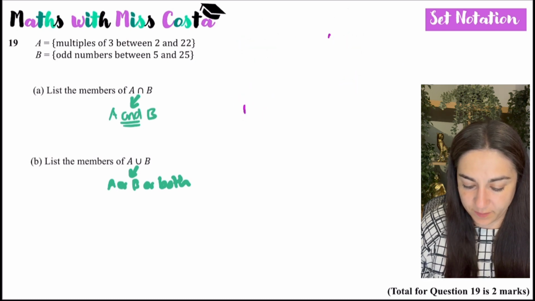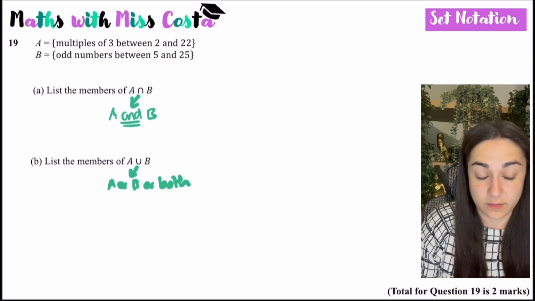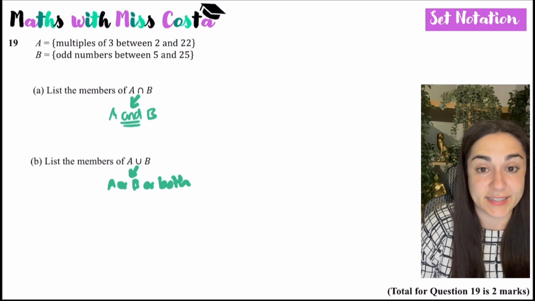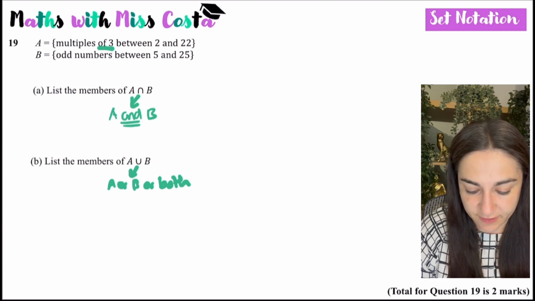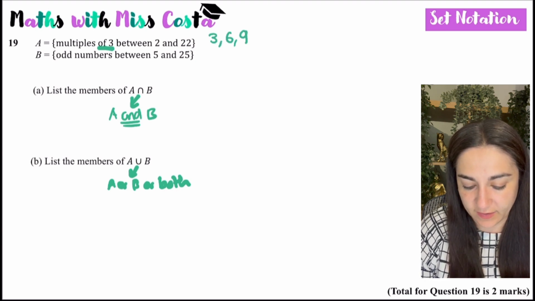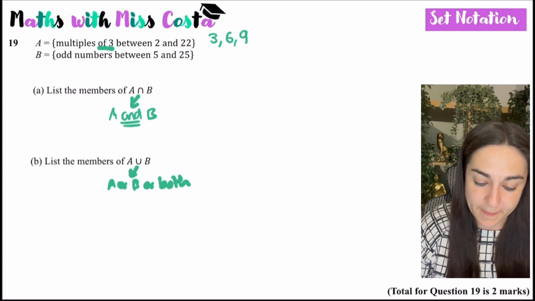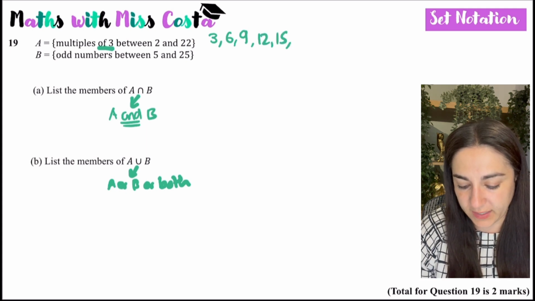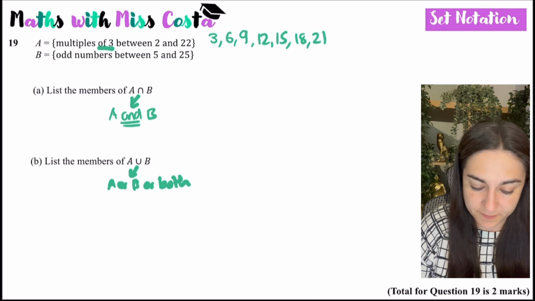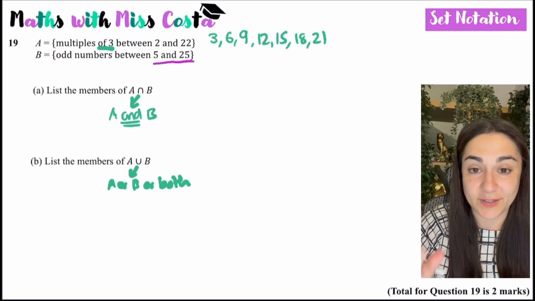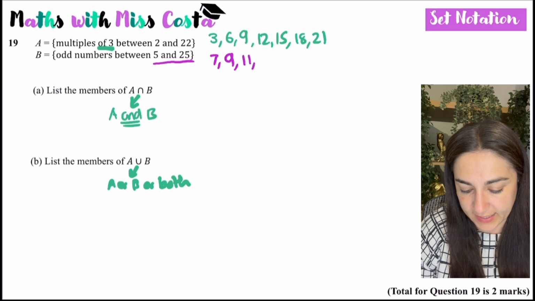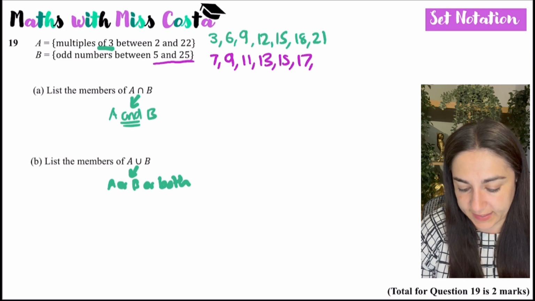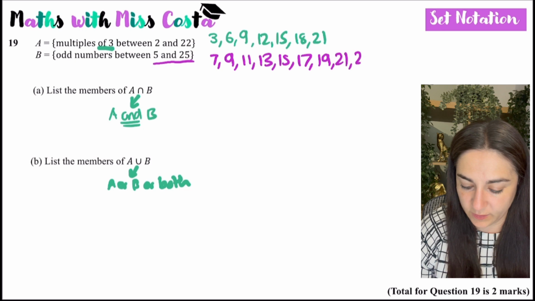So let's start by writing out the possibilities of being in A. It tells me it's the multiples of 3 between 2 and 22. So the first multiple would be 3, 6, 9, and multiples just means the numbers in the times tables. So 3, 6, 9, 12, 15, 18, and then 21. And then here it's the odd numbers between 5 and 25, not including them. So that would be 7, 9, 11, 13, 15, 17, 19, 21, 23.